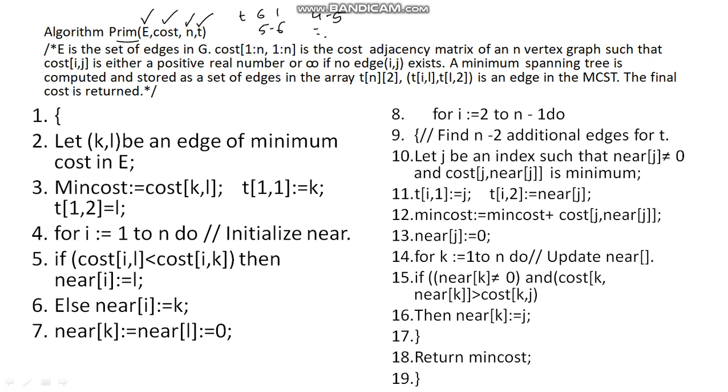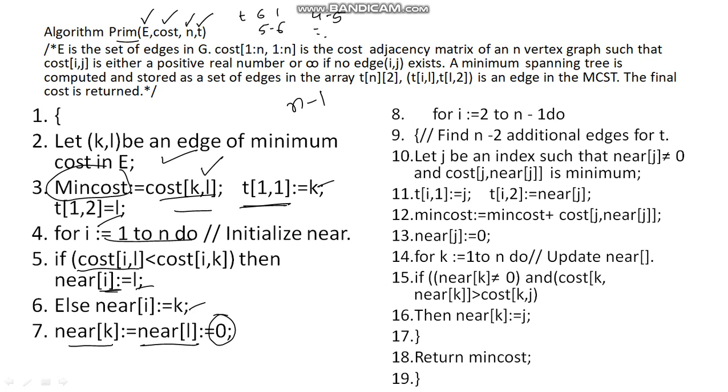Let kl be an edge with minimum cost in E. Then minimum cost will be updated: minimum cost is equal to cost of kl. T of 1, 1 is equal to k, and T of 1, 2 is equal to l. For i equal to 1 to n, we will update whether each vertex is near to k or l. Finally, whatever the selected vertices are, we will make their near values equal to 0. Then for i from 2 to n minus 1, since we have already selected one edge.